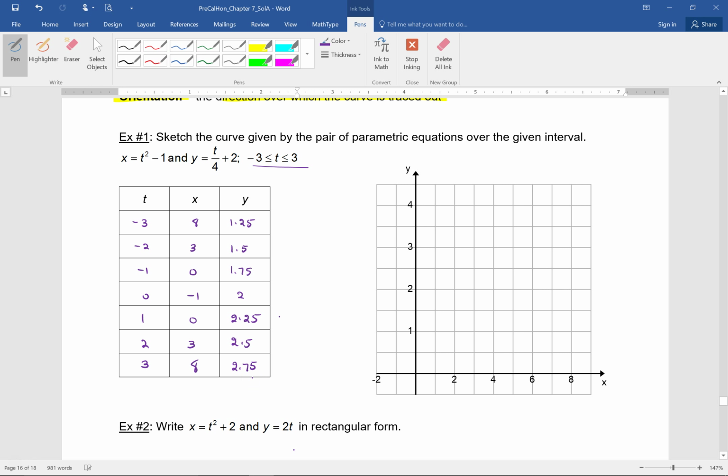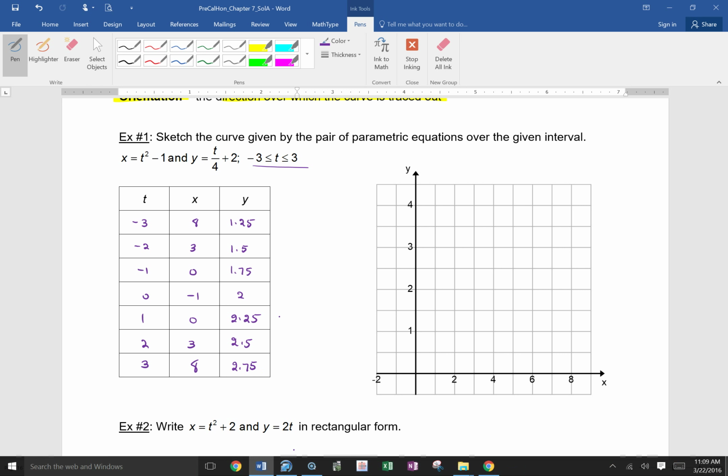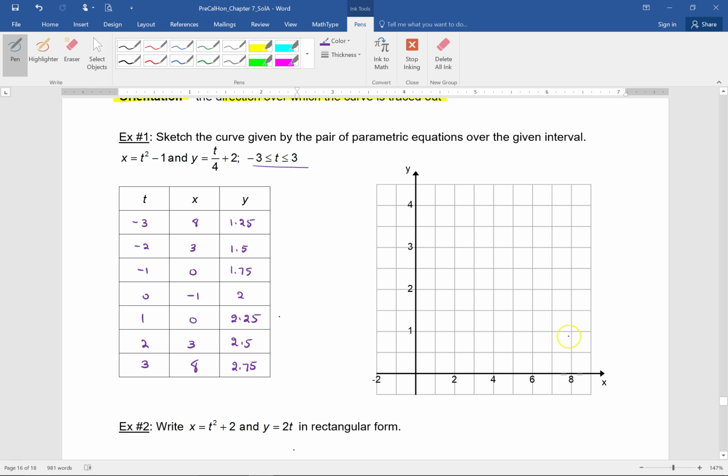We sure can. When x is 8, y is 1.25, so right there. And when does that happen? When t equals what? Negative 3. We write that. Okay? When x is 3, y is 1.5. Where is x equals 3, y is 1.5? And that happens when t is equal to negative 2.